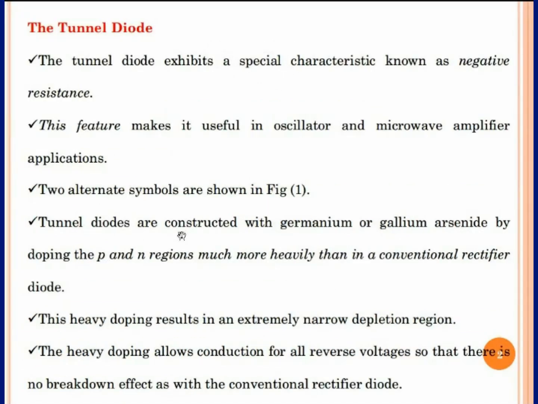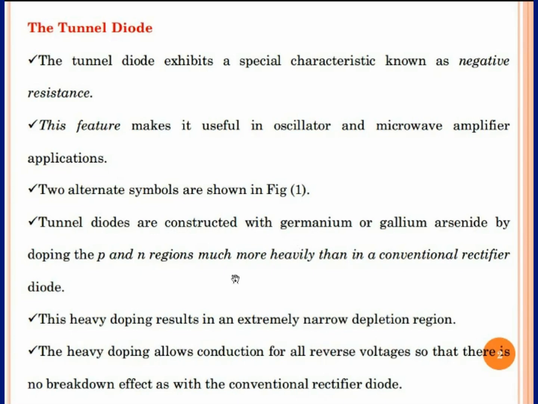So the tunnel diodes are constructed with germanium or gallium arsenide by doping the P and N regions much more heavily than conventional rectifier diodes. Mostly the tunnel diodes are made using germanium or gallium arsenide, Ge and GaAs. Right? So these are the materials which people use for fabricating the tunnel diodes.